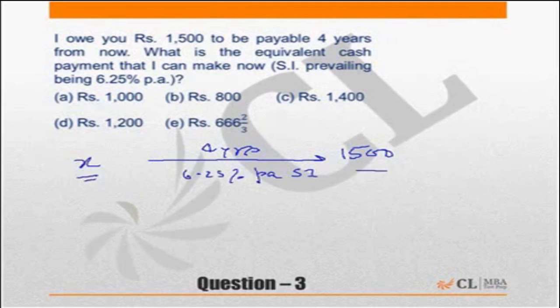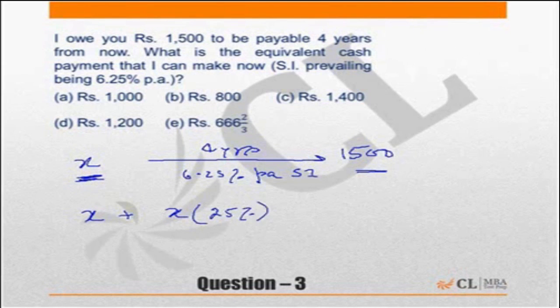So the question effectively is, this is also known as the present value. What is the present value of 1500 rupees which is payable 4 years down the line? If I have to pay you 1500 rupees 4 years down the line, I can put X rupees in bank today, plus on these X rupees I will get 25% interest. This total, if it adds up to 1500 rupees, will give me the present value of 1500.